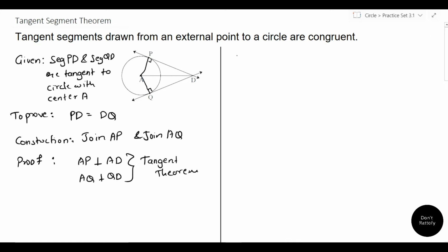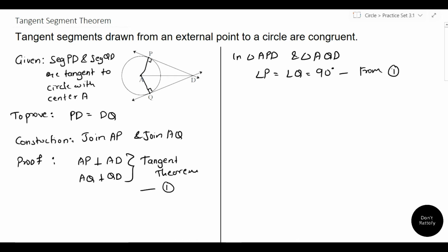Fine. So I have two triangles here, right? In triangle APD and triangle AQD, we know that angle P is equal to angle Q is equal to 90 degrees. This is given by the tangent theorem, from equation 1. Angle P and angle Q both are the point of contact for a tangent and the radius. So these are perpendiculars. Hence, both will measure 90 degrees.